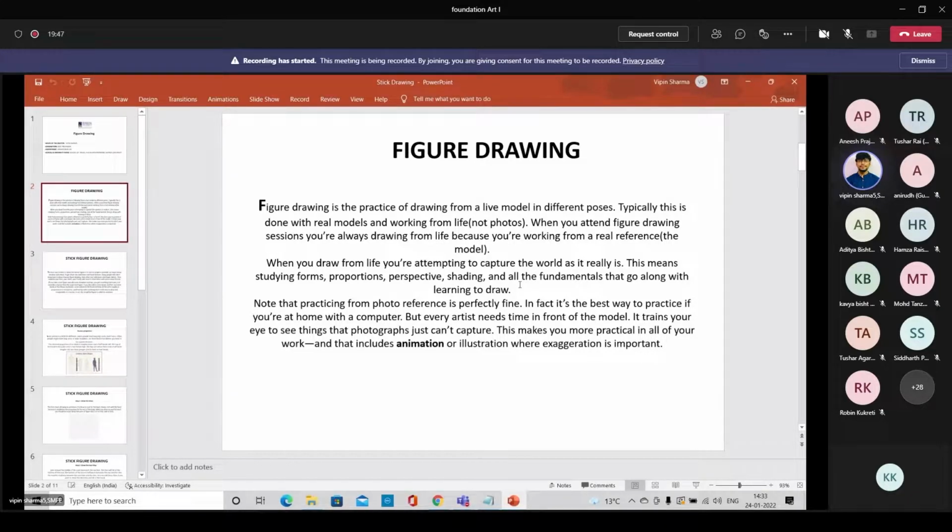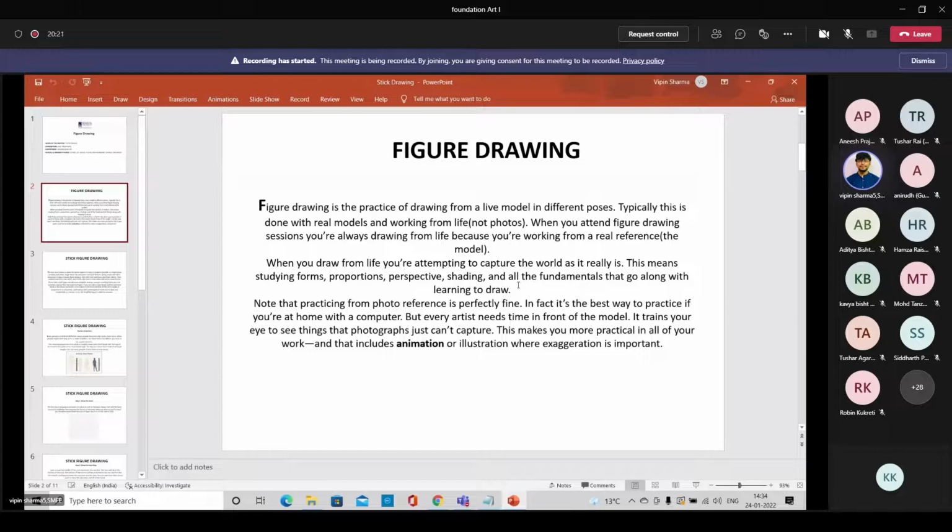When you attend figure drawing sessions, you are always drawing from life because you're working from a real reference, the model. When you draw from life, you are attempting to capture the world as it really is. So when you try to draw from a real human being, we can capture the exact real figure. We are capturing the real human anatomy, right? This means studying forms, proportions, perspectives, shading, and all the fundamentals that go along with learning to draw. All these aspects come into human figure drawing also.